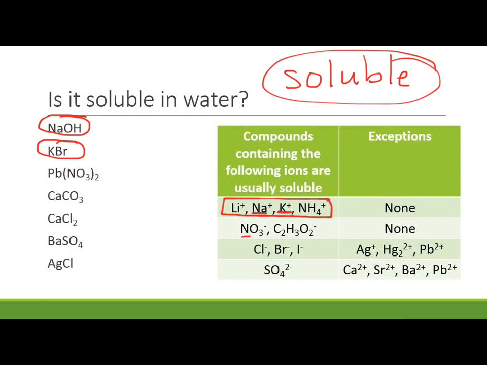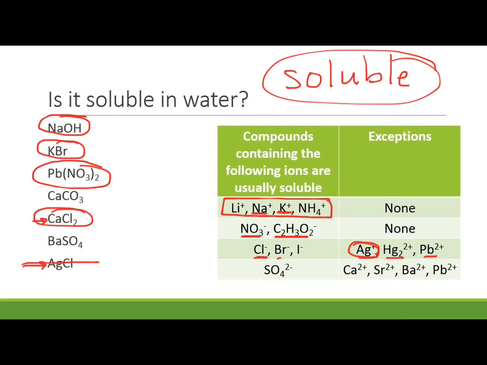Let's look for nitrates. Do we have any nitrates there? Yep, we've got lead nitrate, automatically soluble. I don't see any other nitrates in the list. What about acetates? No acetates here. What about chlorides? Here's a chloride. It's paired up with calcium. It's not paired up with silver, mercury, or lead. It's not one of the exceptions. It's soluble. Here's another chloride. But this time it is paired up with silver. So that's an exception. That will not be soluble in water.